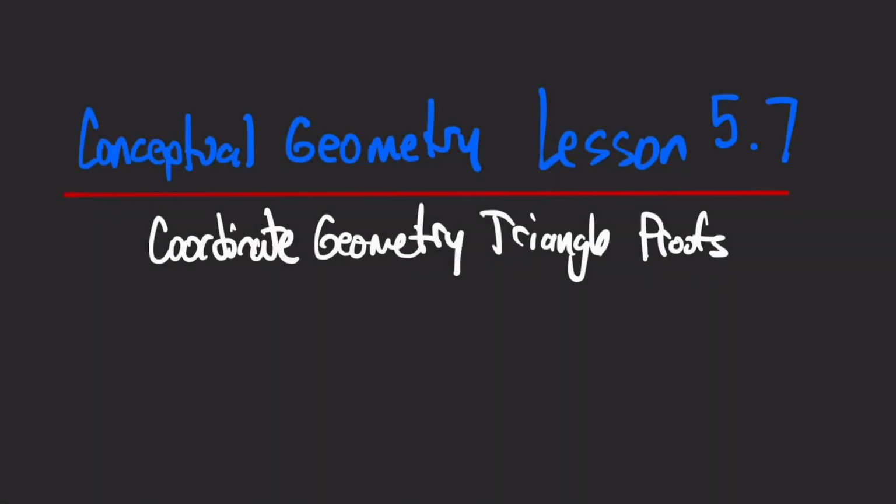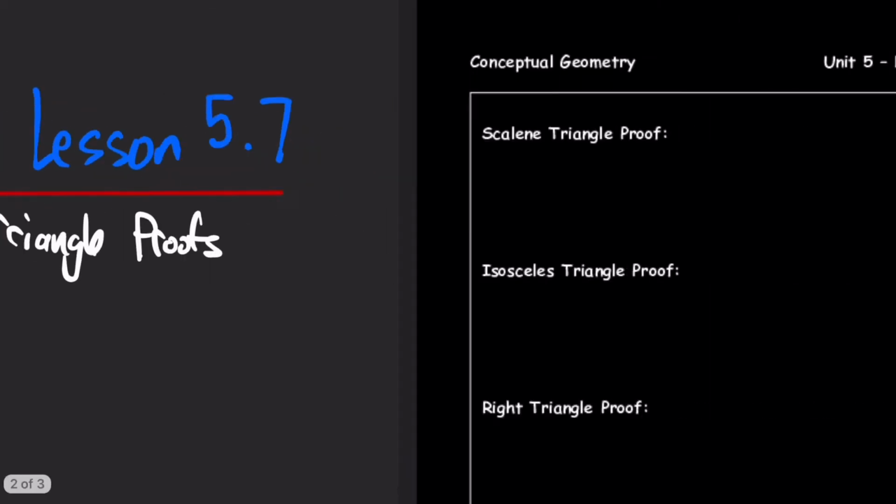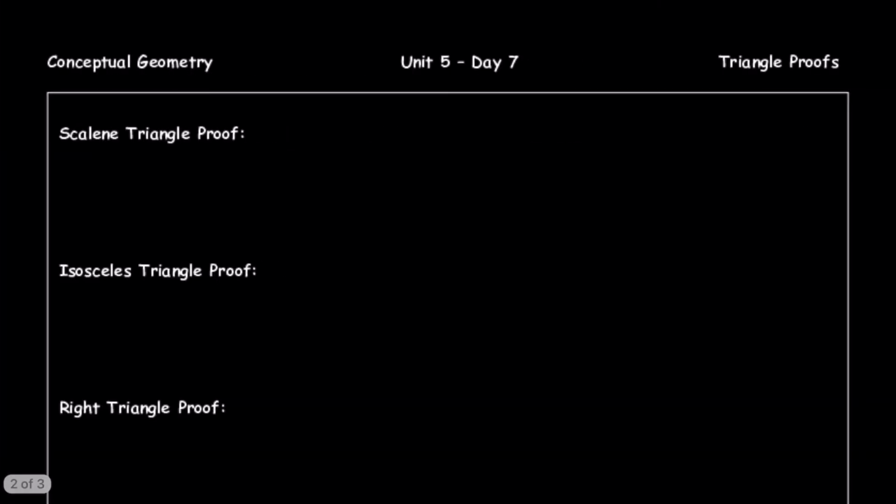Hey guys, welcome to Conceptual Geometry, Lesson 5.7, Coordinate Geometry, Triangle Proofs. Well, that sounds more complicated than this is actually going to be. We are going to use formulas, actually just one formula, distance formula, that we've already learned, and just apply it to a triangle.